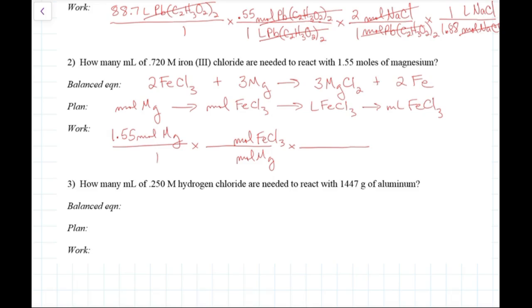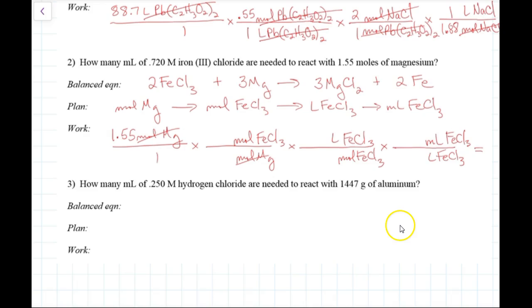So right now, I'm going to be canceling moles of Mg. So the next step is to cancel moles of FeCl3. And if I look at my plan, from moles of FeCl3, the next step is liters. So liters is going to go on top. Again, I'll worry about numbers a little bit later. And then from liters, I'm going to go to milliliters. And that should give me my answer, because milliliters of FeCl3 is what the problem is asking me for.